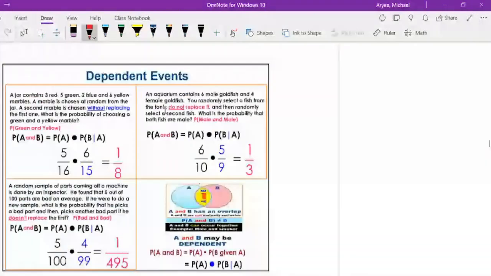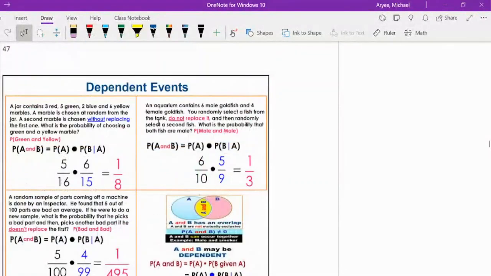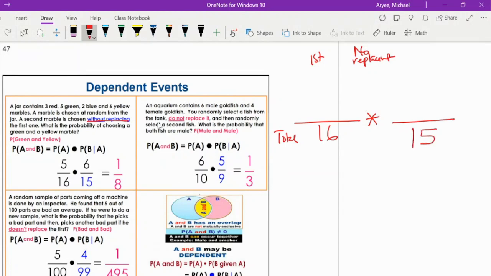Okay. Now let's look at the same example, but this time dependent. Now, in this example, let's say the first time before you made a selection, there was a total of 16, but the question said without replacing, so no replacement. So if they take one out and they don't replace, the total will now be left with 15. So each time they make a selection, the total will be reducing.